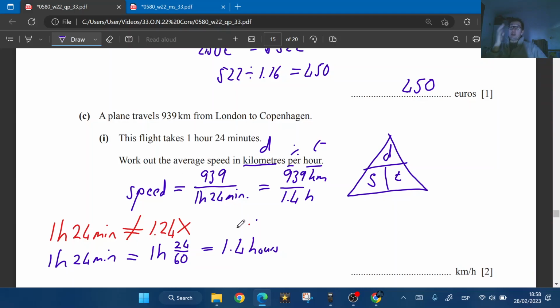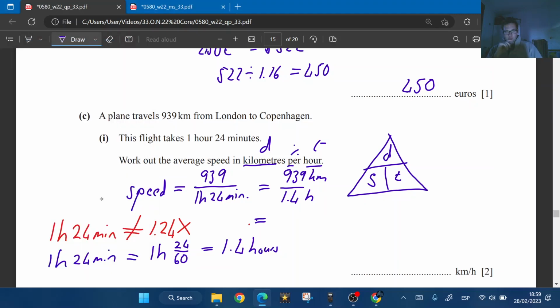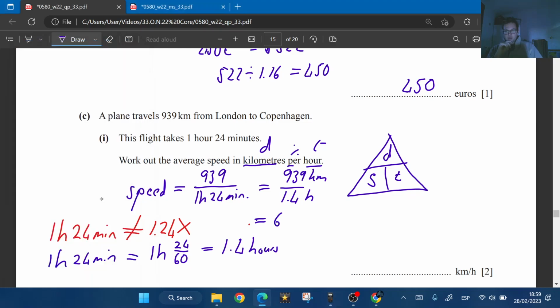So you have to change from the time way of calculating, where we stop at 60, to the decimal value, where we count up to 100. That's important. So it's 939 divided by 1.4 hours, and it gives us this very weird answer: 670.714, etc.